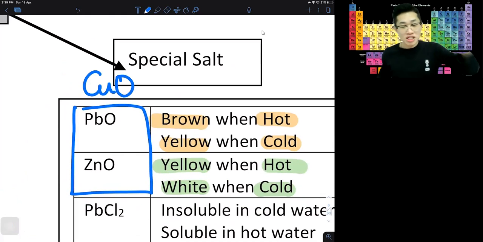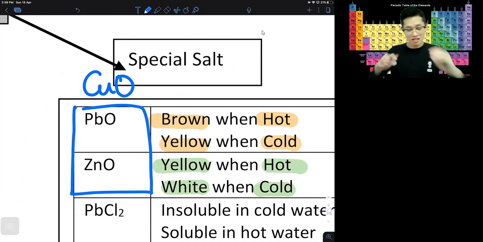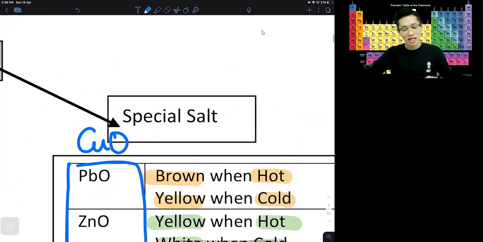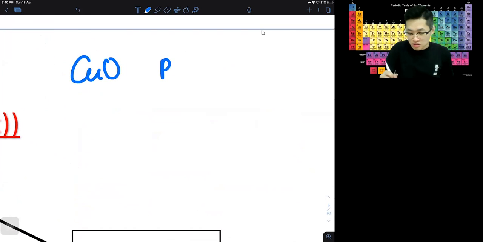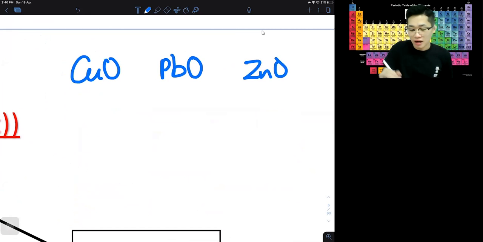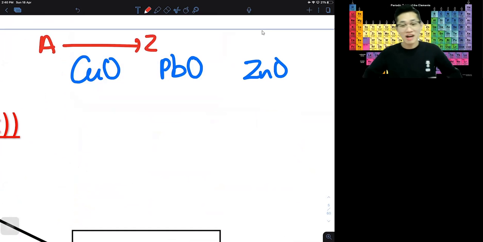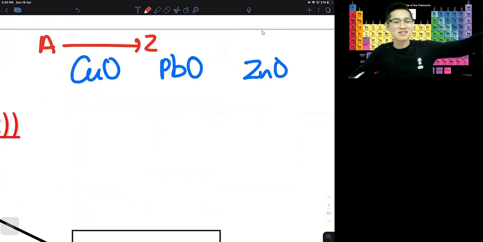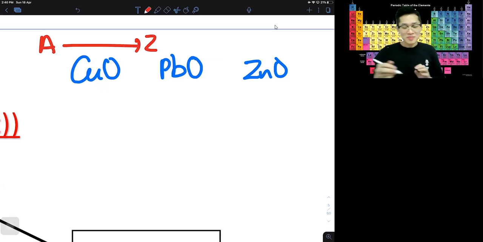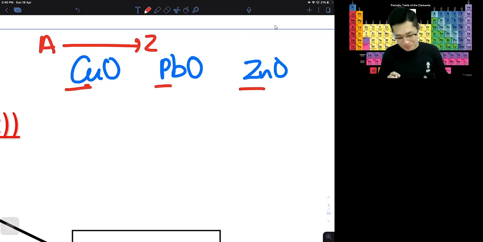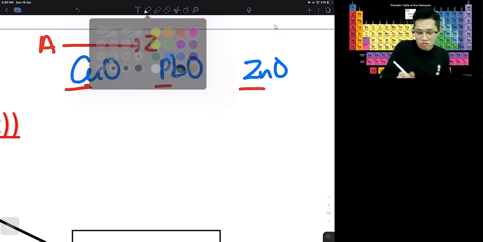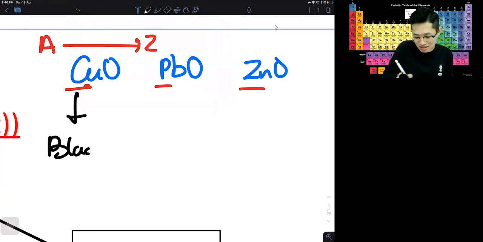The oxides that always come out with color are CuO, PbO, and ZnO only. For these three special examples, first I arrange them in the sequence of A to Z, alphabet according to the vertical arrangement. So C comes first, then P, and then Z. CuO, what is the color? CuO, the darkest color, black color.